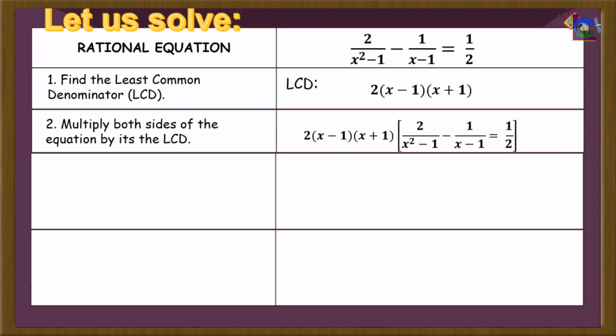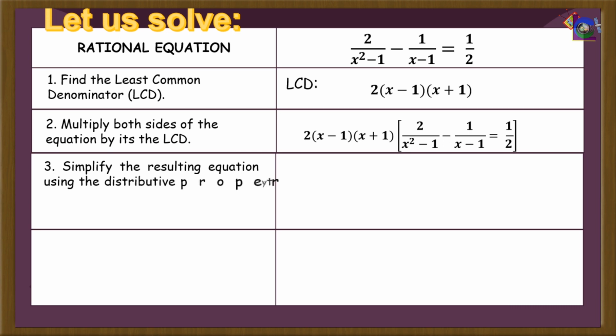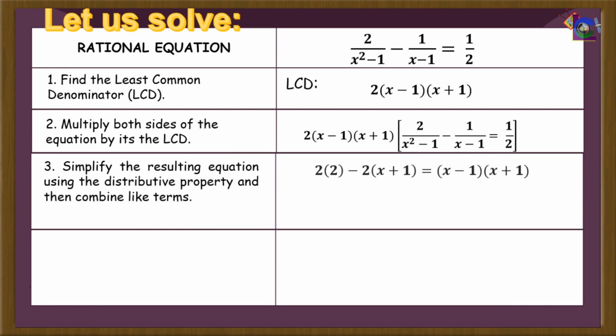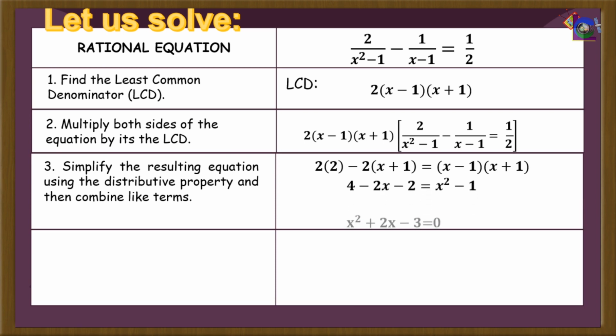Step 3. You simplify the resulting equation using the distributive property and then combine like terms. In this case, we have 2 times 2 minus 2 times the quantity of x plus 1 equals x minus 1 times the quantity of x plus 1. By performing the operation, our resulting equation is x squared plus 2x minus 3 equals 0.